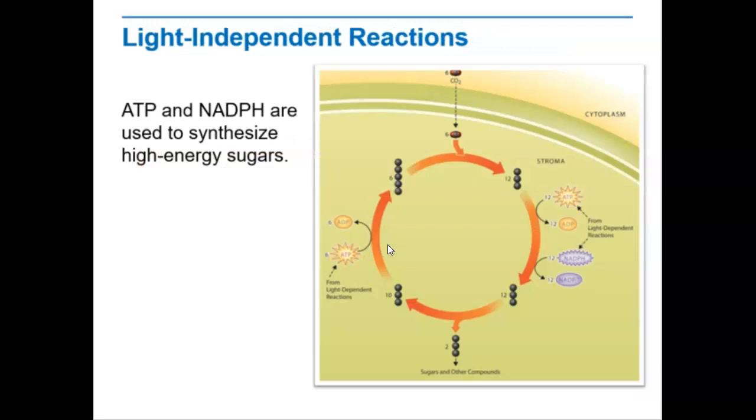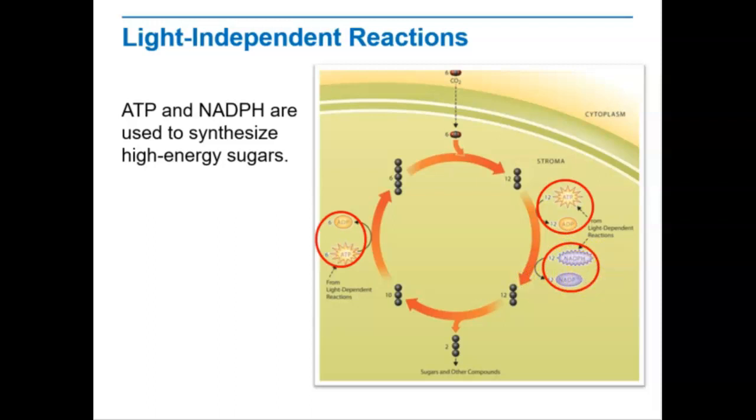So now let's move to the light-independent reactions. ATP and NADPH are used to synthesize high-energy sugars. If you look here, you can see that 6 ATP are used, okay, and 6 ADP are released. Same here: 12 ATP, 12 ADP released. 12 NADPH are used, 12 NADP plus are released.